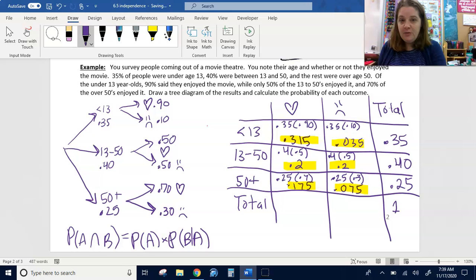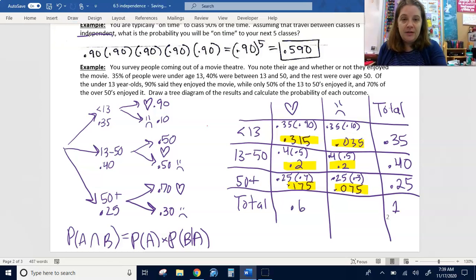So I go 0.315 plus 0.2 plus 0.175, and I end up with this 69% here. Okay, and 0.035 plus 0.2 plus 0.075. Okay, I end up with my 31% here.